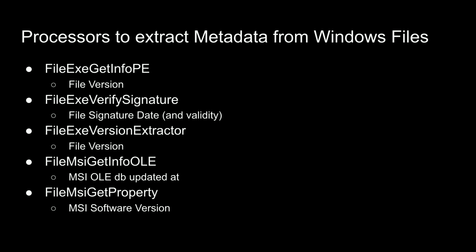This file exe get info PE uses a Python library called PE info, I believe, and that library is cross-platform. It works on Mac, Windows, and Linux. It doesn't matter, and you can use it to extract the file version from an exe or DLL file. Anything in what's called the Windows Portable Executable format, which is generally EXEs and DLLs. But there might be other file formats that also have that same thing going on.